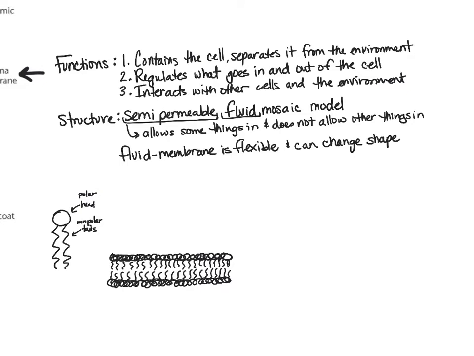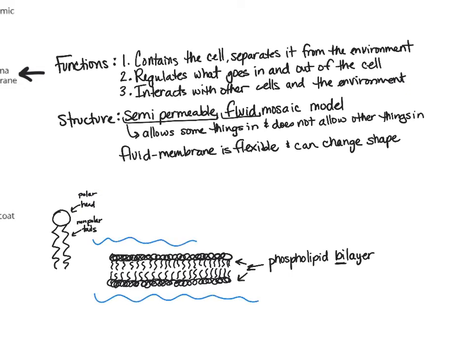And these are just the phospholipids. So this is the main structure of our plasma membrane here. The main structure is that it is a phospholipid bilayer. Bi meaning 2, so 2 layers of phospholipids. We can see that here, 1 layer, 2 layers. And out here, this would be a fluid area, and this would be a fluid area.